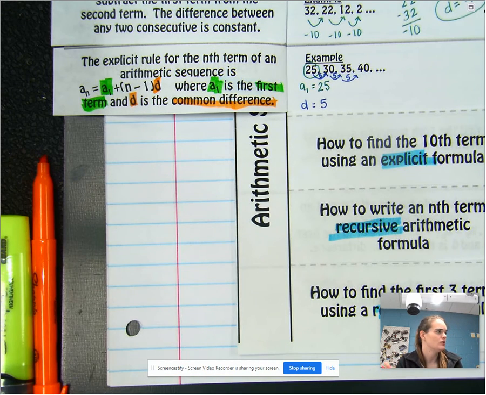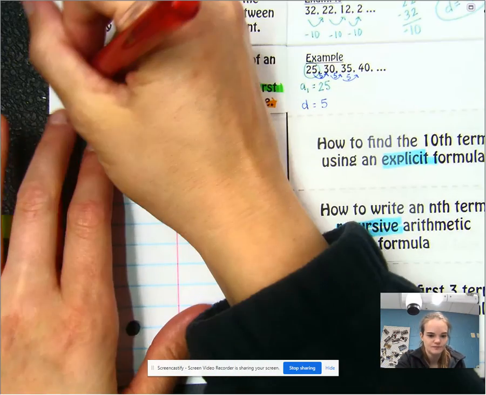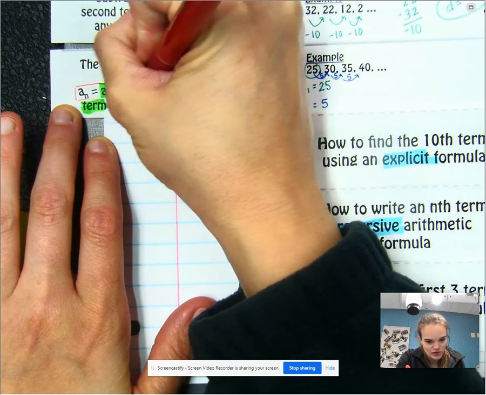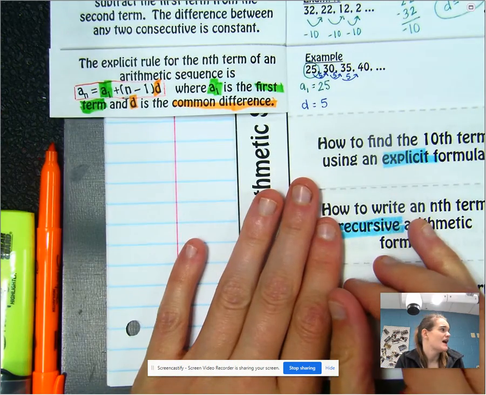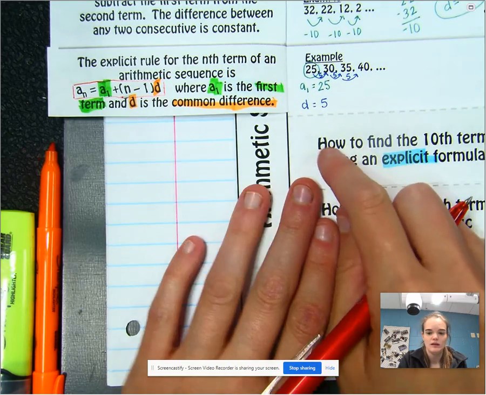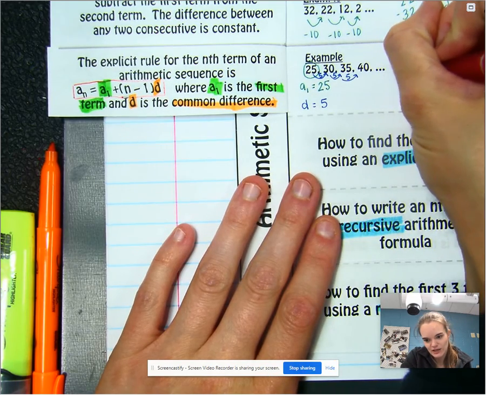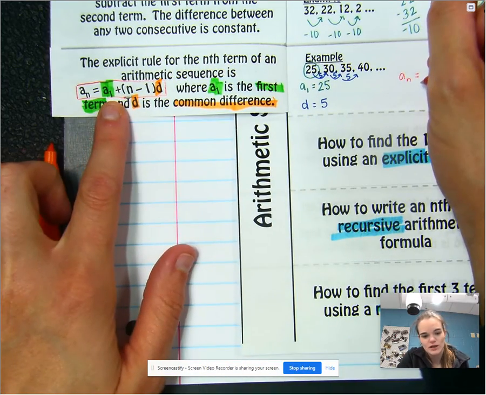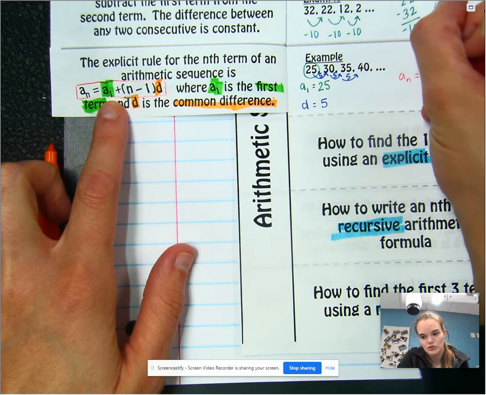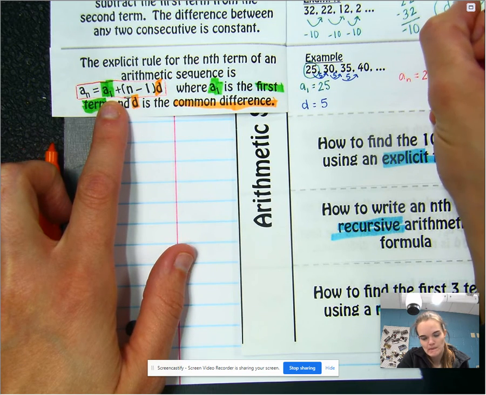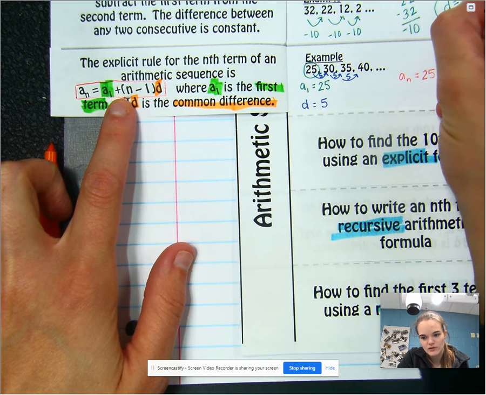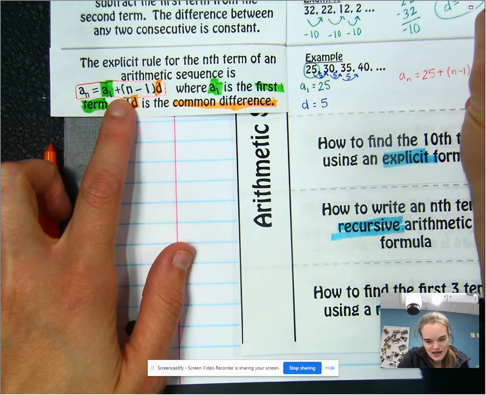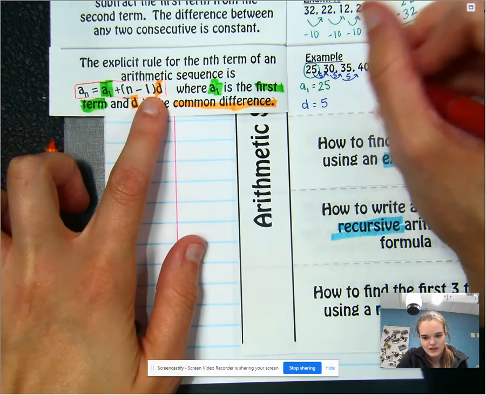Now, what I'm going to do is I'm going to take this formula that is always given to you, so you don't have to memorize it. I ripped my paper. And I'm going to plug in a sub 1 and d. A sub n, I'm going to leave it alone. It's like f of n from yesterday. Equals a sub 1. Instead of a sub 1, I'm going to put 25. Okay? Plus n minus 1 times d, which is 5.